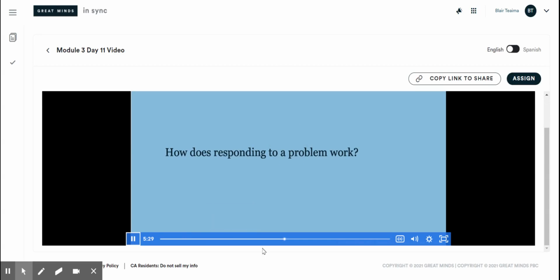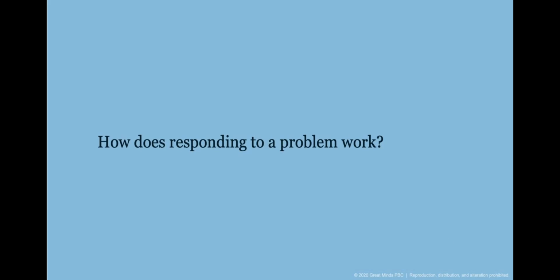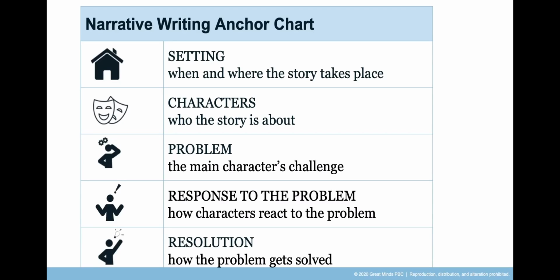Welcome back, friends. We are going to continue our work thinking about responses, problems, and resolutions by thinking about this question. How does responding to a problem work? You are going to read a short story about the wind and Gilberto to determine which story elements are included and which ones are missing. But first, let's take a moment to review the narrative writing anchor chart.